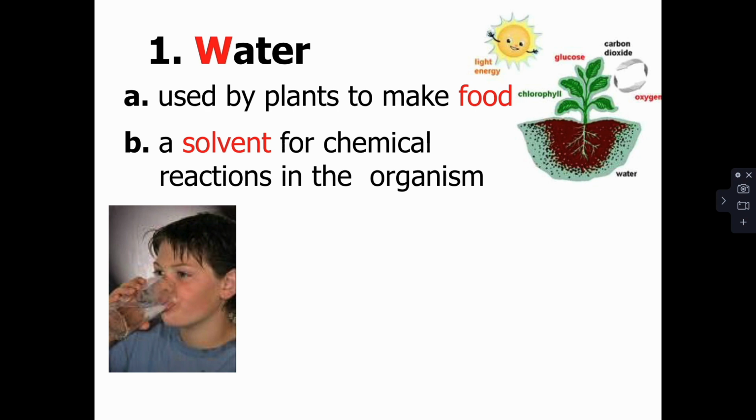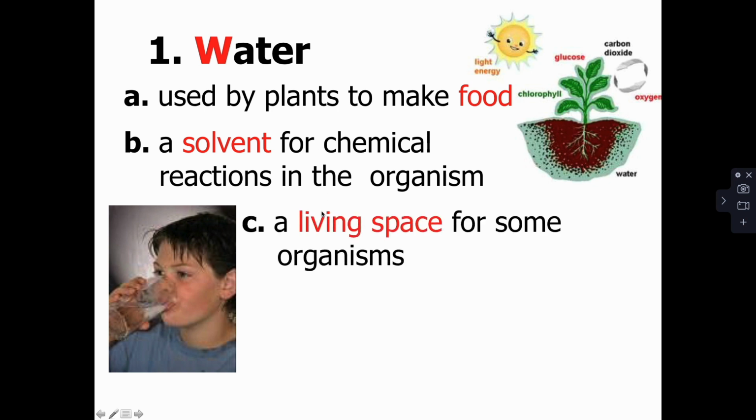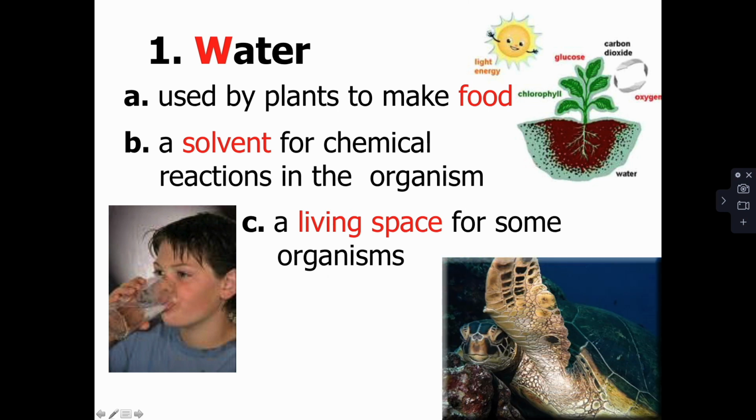All of your unicellular organisms' cells are made of cytoplasm, which is mostly water. So that's where your chemical reactions take place. If anything has to happen in order to give us energy, we need water. We need living space for some of these organisms, and that's water. Protists, paramecium, amoeba, can't live unless they live in water. Your fish and your turtles use water as living space as well. So water is used by all organisms in different ways.